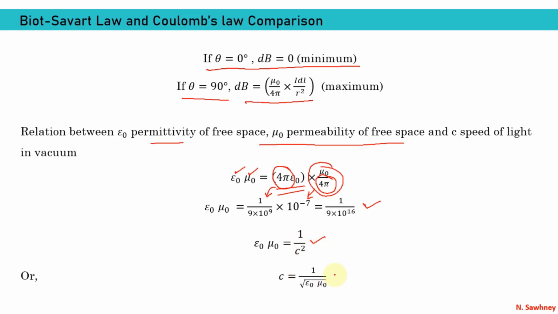So it can be rearranged as c, or the speed of light in vacuum, is equal to 1 upon under root epsilon naught into mu naught. That is the relationship between the three quantities.